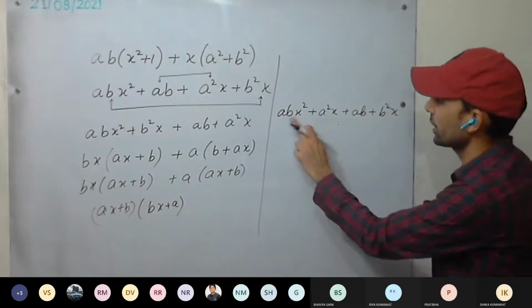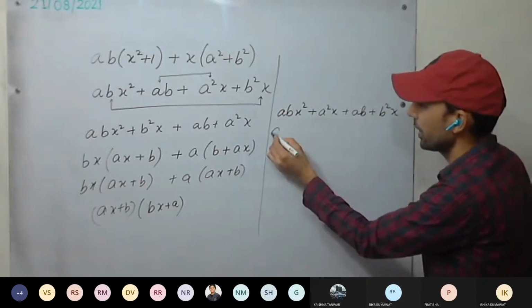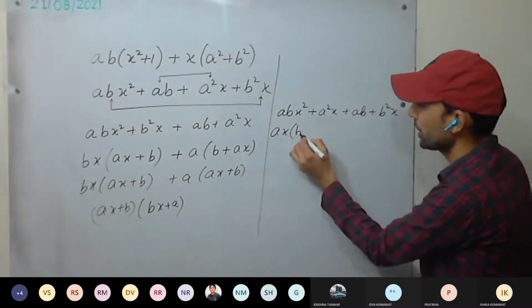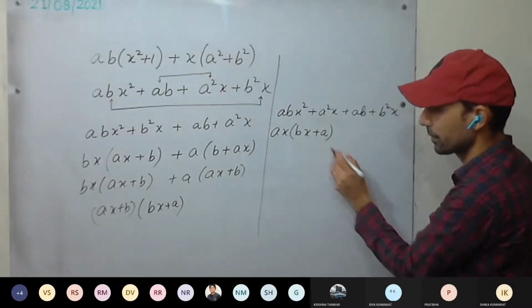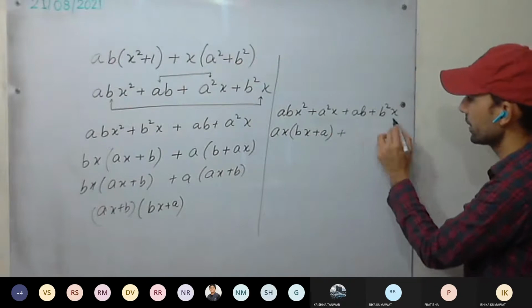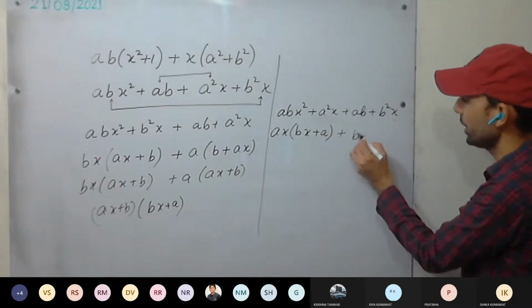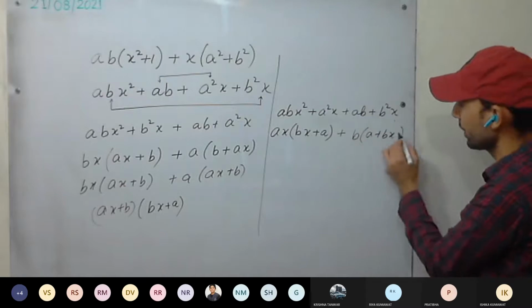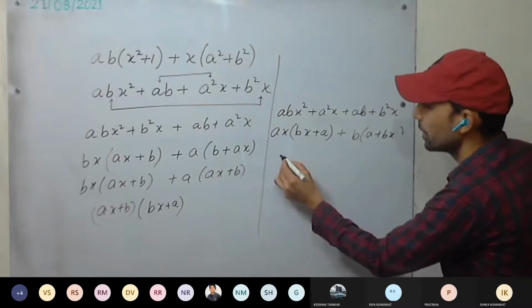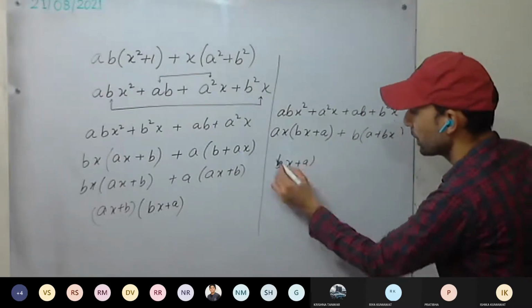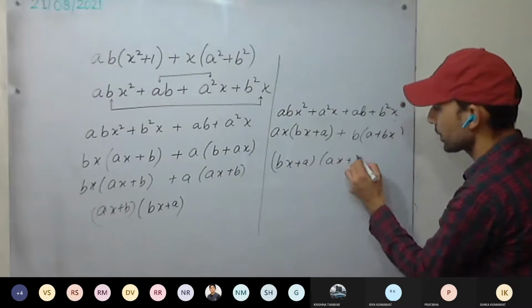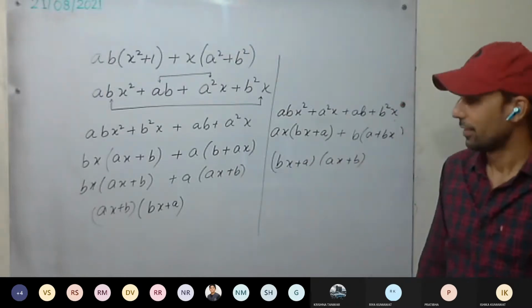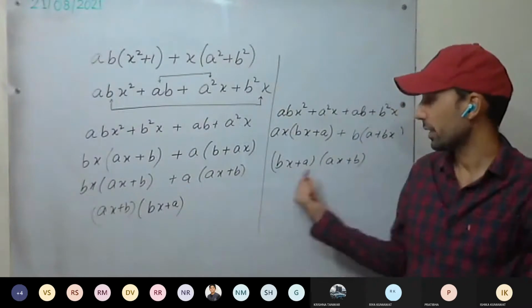Let's check. What's common here? ax. What will remain? bx plus a. Here as well, what is common? b. a plus bx. These are same. So bx plus a common, ax plus b. We can do it with this grouping as well. Yes or no? Same answer we have got.